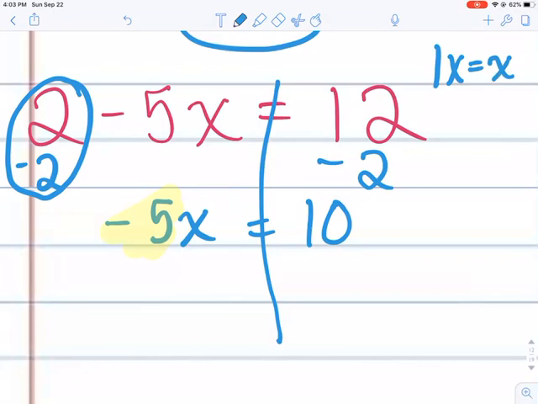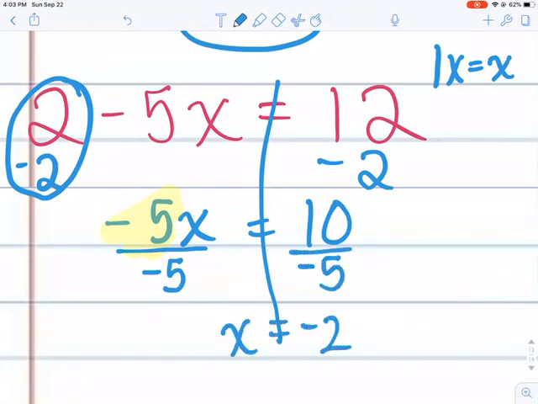So the way we can do that, you might think is to add 4, but going back to last unit, you can't combine these two terms because the 4 is a constant and the negative 5 is with x's. So instead, we're going to divide it off. If we divide both sides by negative 5, we get x equals negative 2.